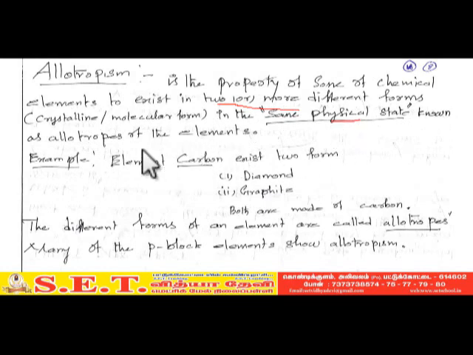For example, we take carbon. It exists in 2 forms, diamond and graphite. These diamond and graphite are the allotropic forms. Both are made of carbon. The different forms of the element are called allotropes. Many of the d block elements show allotropism. The number of allotropes is given in the book, refer to it.